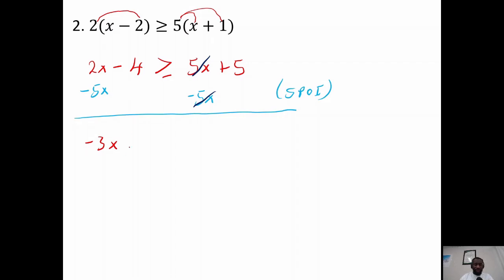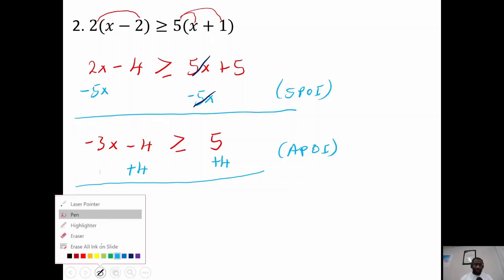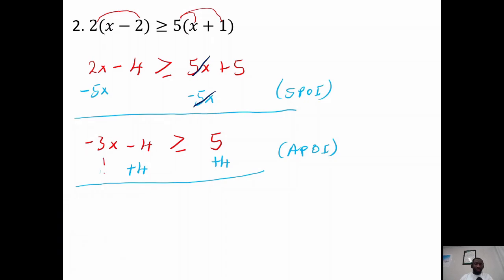So I bring my negative 4 down. The whole of this, bring it down. Minus 4 greater than or equal to, now we only have positive 5 here. Now I want to get rid of the negative 4, so I do the opposite. If it's negative, you do the opposite: add 4 on both sides. When you're adding, we say addition property of inequalities. So now I just bring my negative 3x down because we didn't do anything to it.